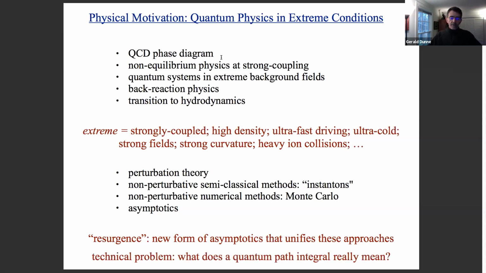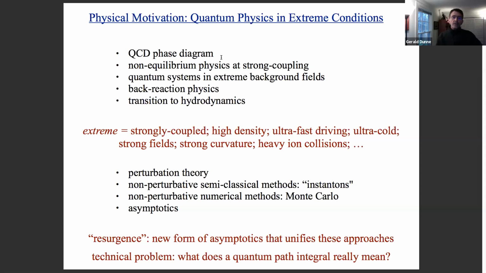So underneath all of this, there's a technical problem, which is, what does the quantum path integral actually mean? And by mean, I really mean in terms of a computationally useful understanding of the path integral.